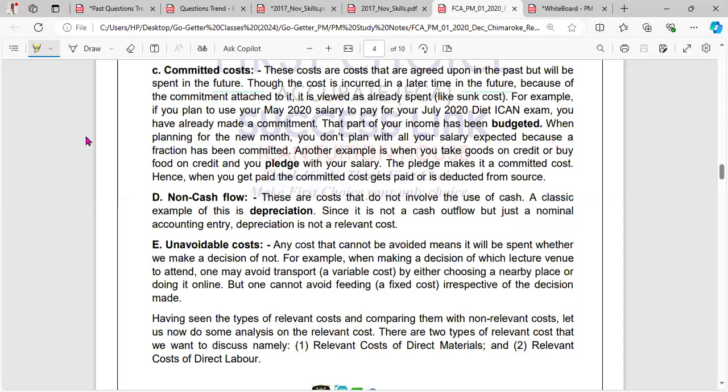but you can choose a tuition center. One of the parameters could be transport costs. So transport cost is relevant, it is avoidable. Feeding cost is not relevant, it is not avoidable.